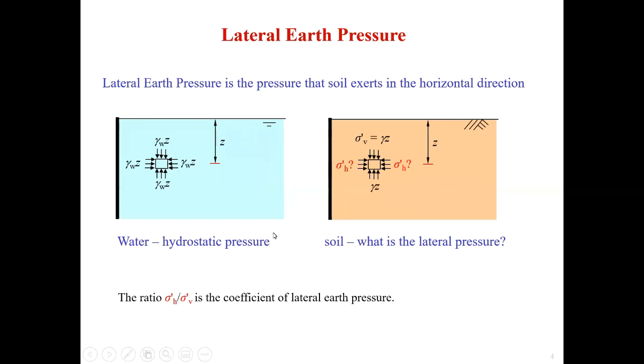The lateral earth pressure coefficient is going to change depending on what lateral earth pressure case we are dealing with. Each of these earth pressure coefficients is computed differently, and we will discuss how you can calculate this coefficient in the later part.